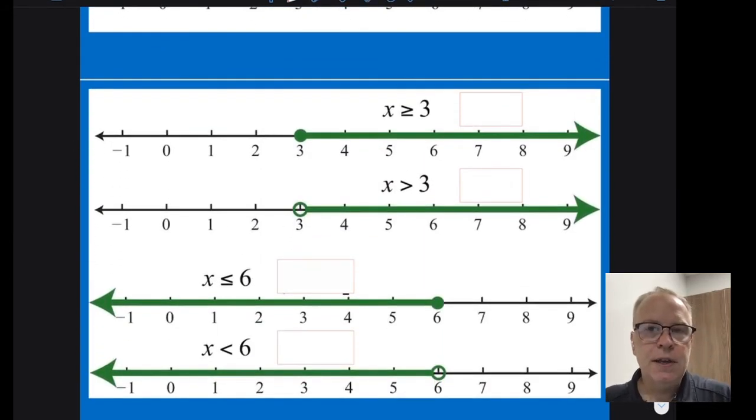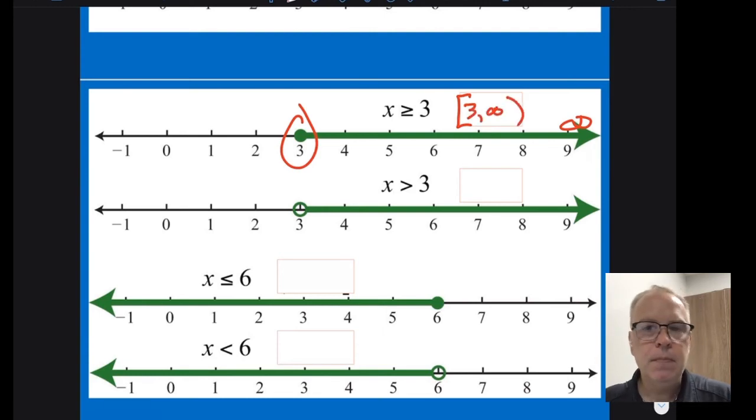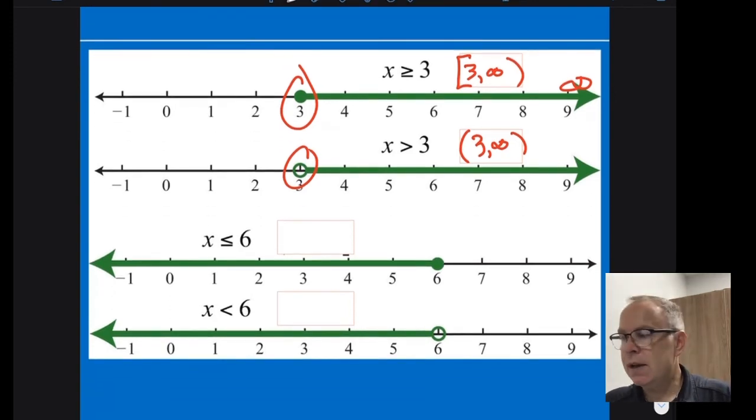So these are the infinity problems. Remember, you always write the smaller number first. So 3 is smaller than infinity. So we write 3 comma infinity on that one. This is going to be 3 comma infinity, but this time, since it's an open circle, we put a parenthesis there. The next one, x is smaller than or equal to 6.